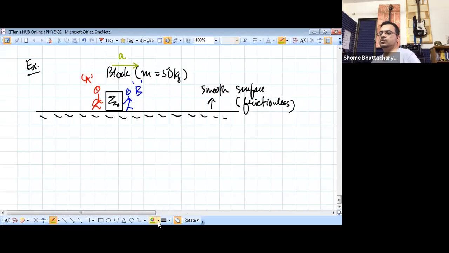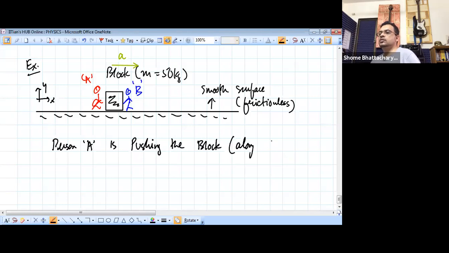So now suppose what is given to us is that the person A is pushing the block along the positive x-axis with a force of magnitude, let us say, 25 newtons.